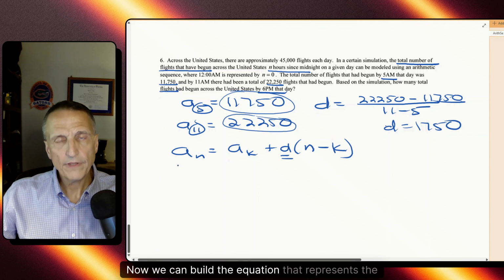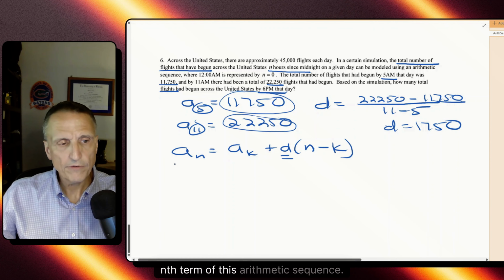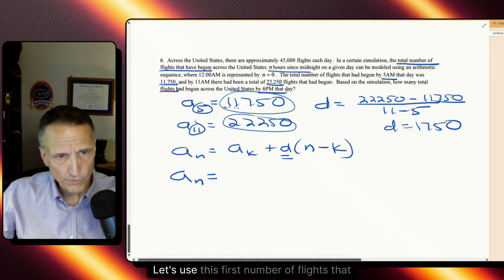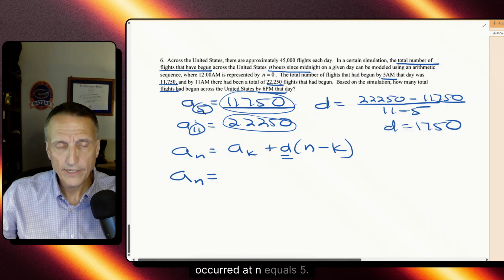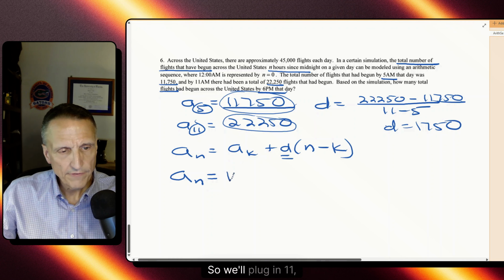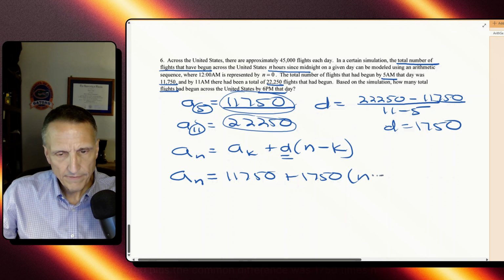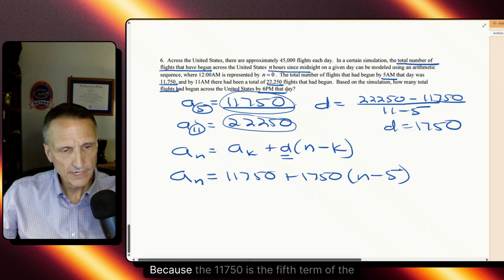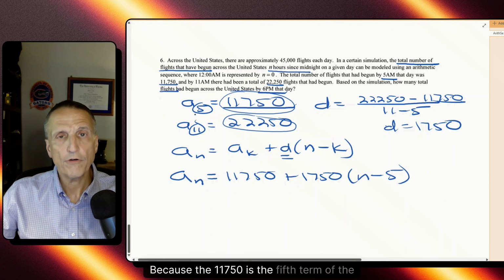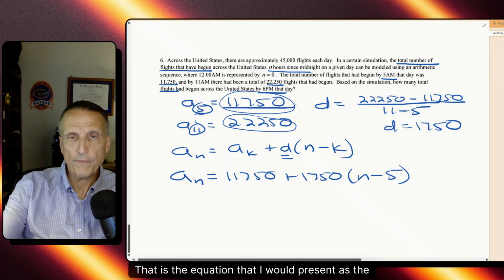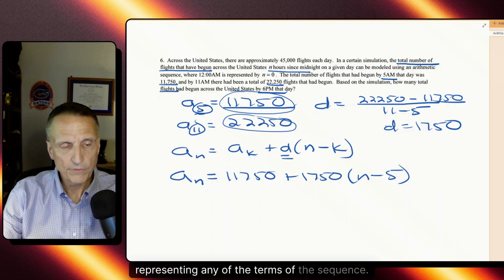Now we can build the equation that represents the nth term of this arithmetic sequence. I'm going to say the nth term will be, let's use this first number of flights that occurred at n equals 5. So we'll plug in 11,750 plus the common difference, which was 1,750, times n minus 5, because the 11,750 is the fifth term of the sequence. That's it. That is the equation that I would present as representing any of the terms of the sequence.